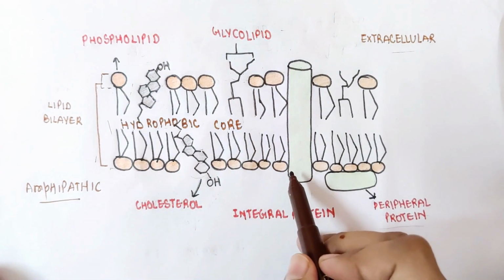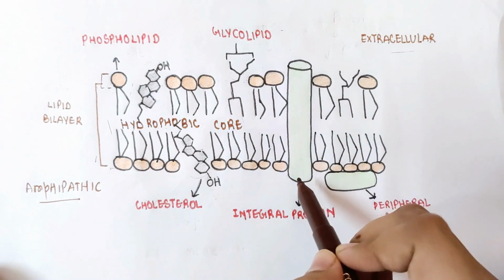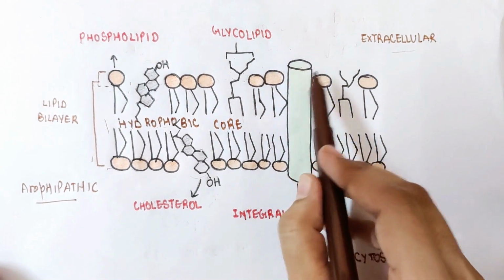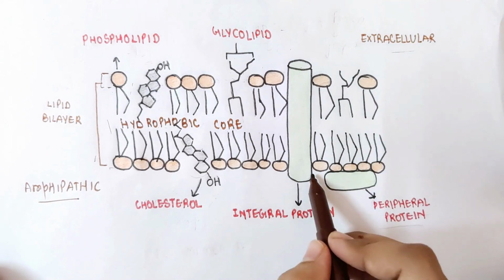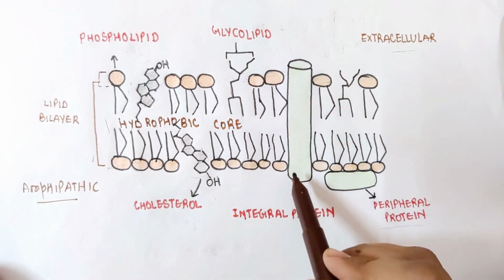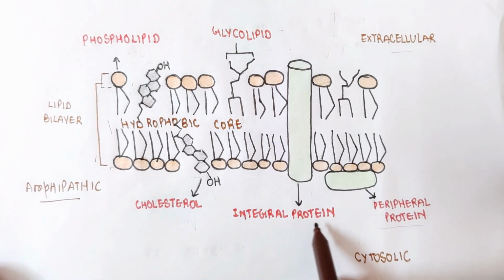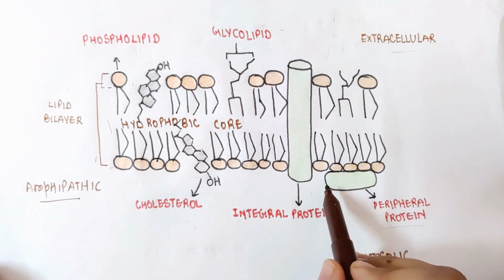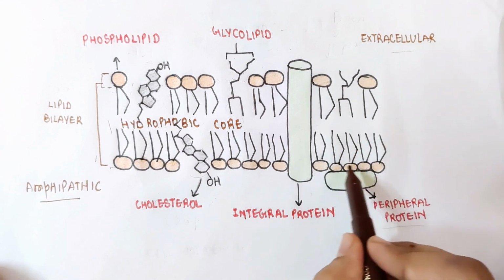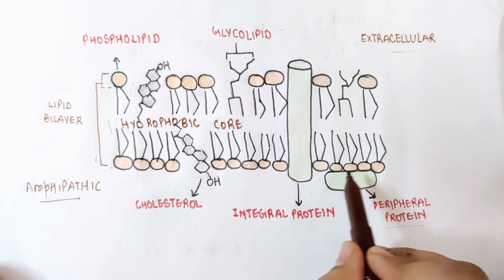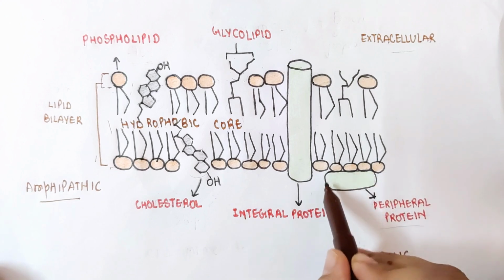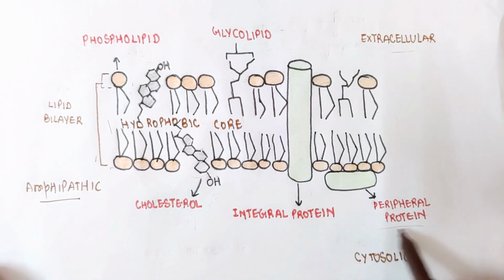Apart from this, you can also see a large molecule that is spanning through the cell membrane, whose one part is in contact with the extracellular side and another part is in contact with the cytosolic side. So this molecule is called the integral membrane protein. Also, you can see another molecule which is not spanning through any monolayer, but is associated with the polar head of the lipid molecule, and this molecule is called the peripheral membrane protein.